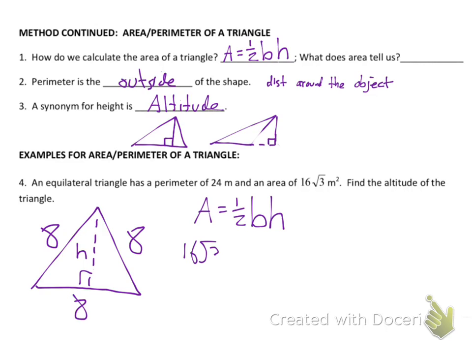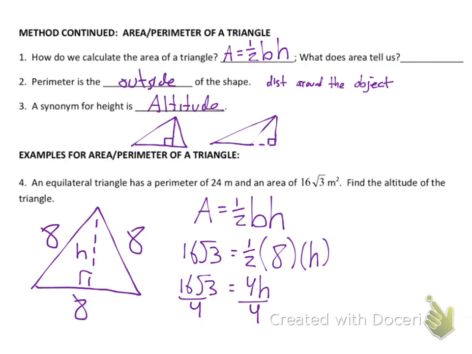What's the area? 16 times the square root of 3. What's a half? A half. What's the base? 8. What's the height? H. We don't know the height. It's H. I know. Height is height. How many variables are left? 1. Can you solve for H? I think you can. What's a half of 8? 4. 4H. To get H by itself? Divided by 4.